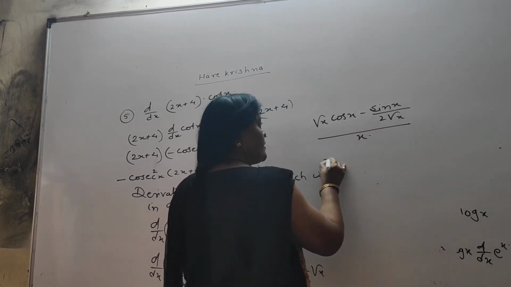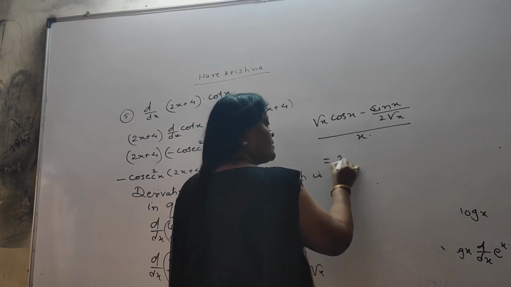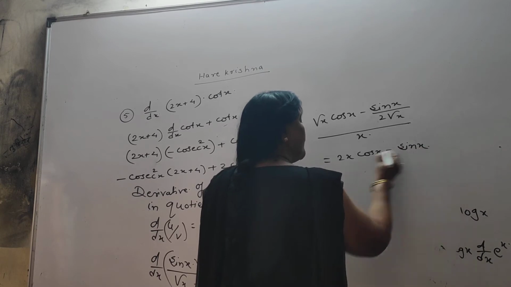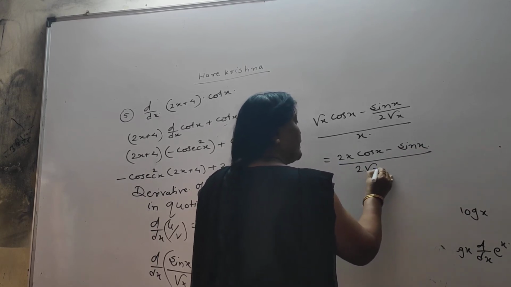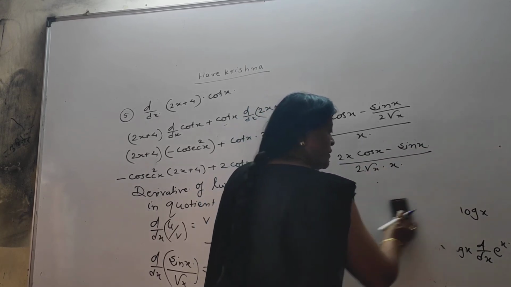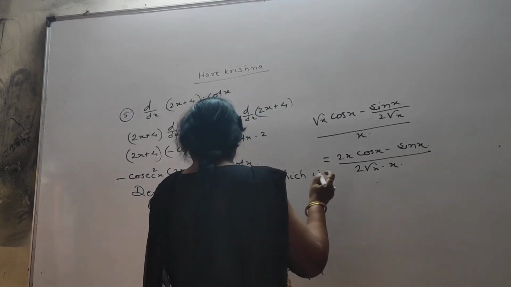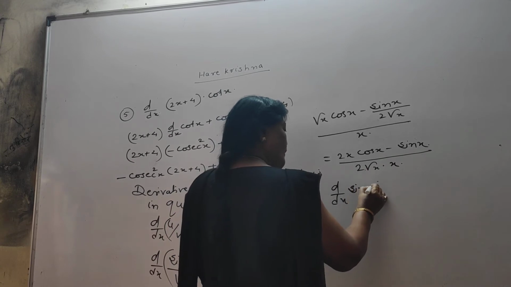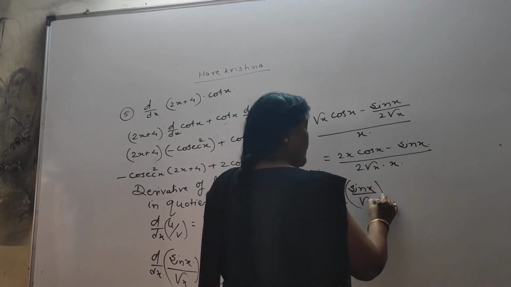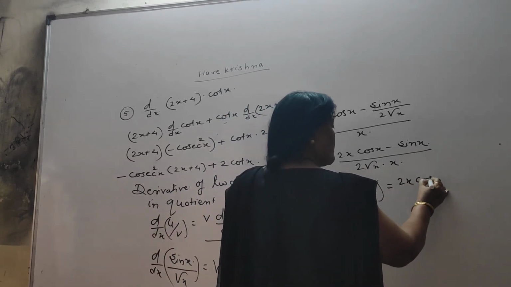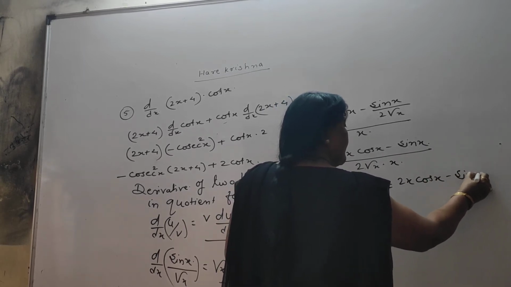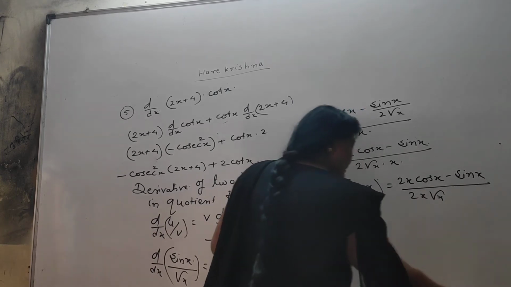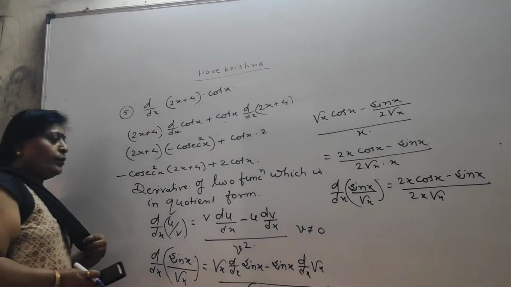Again, by cross multiplication, 2 root x into root x, that is 2x cos x minus sin x divided by 2 root x. Divided by x means into x. Therefore, here you have got d/dx of sin x divided by root x is (2x cos x minus sin x) divided by 2x root x. This is the simple method here. That is the simple rule u by v.